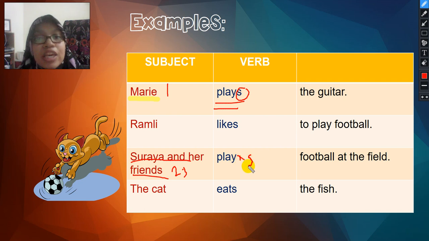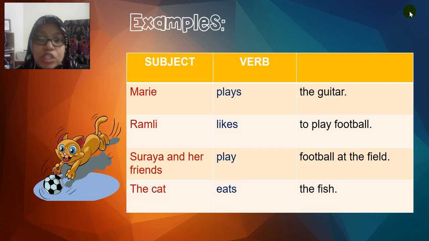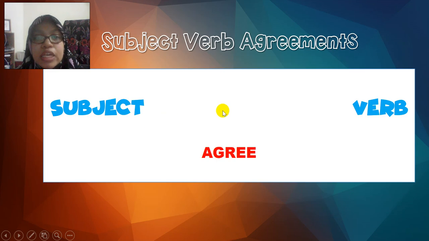This we call subject verb agreement, which is subject and verb must agree with each other. Subject must agree with the verb.